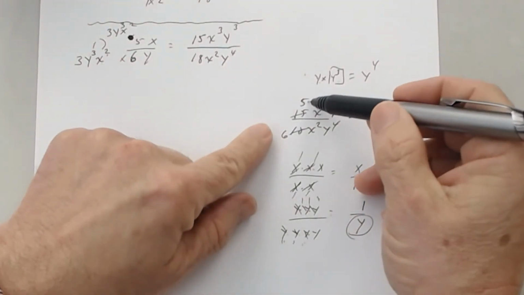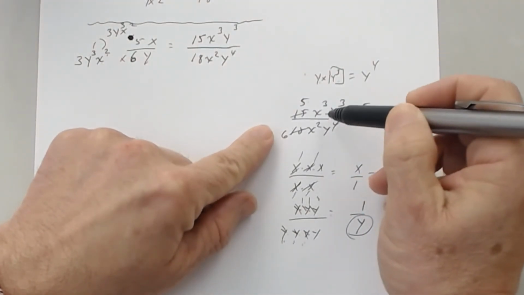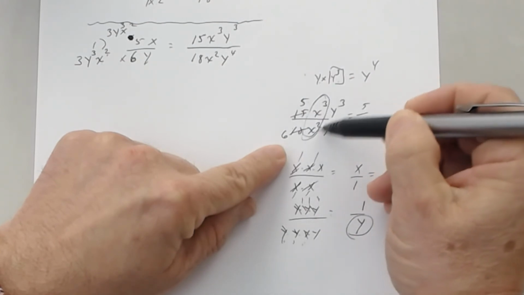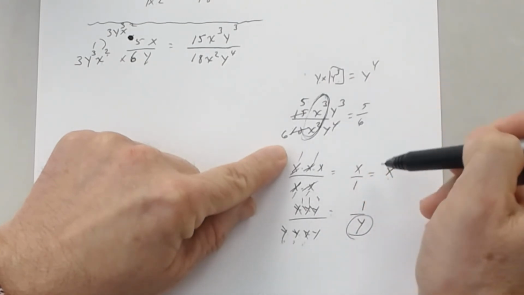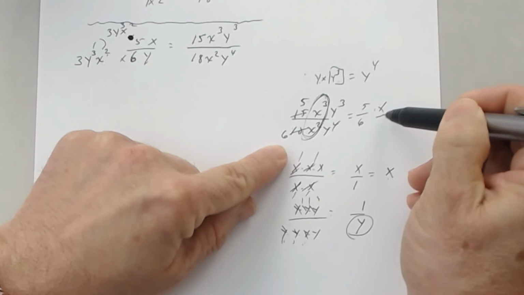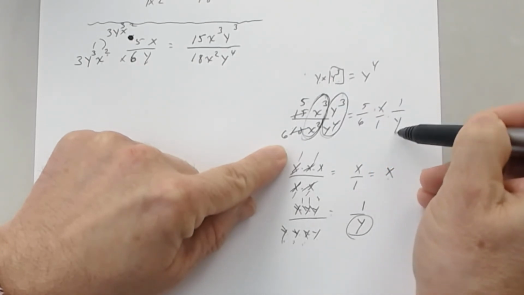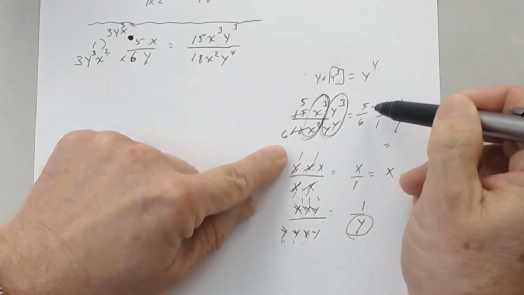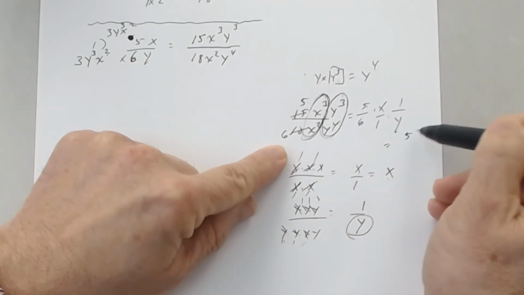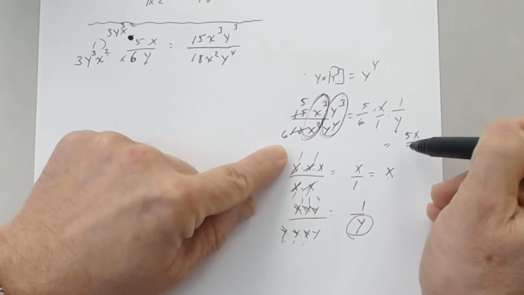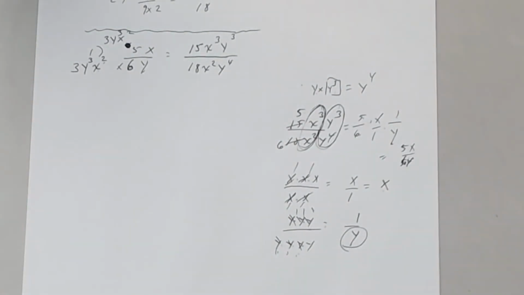I want to show you. You get 5/16, right? And y'all agree that this right here is x over 1? And do y'all agree that this right here is 1 over y? Okay. What's 5 times x times 1? What's 6 times 1 times y? 6y. And that's what this was. Okay? All right, so that's number 1.